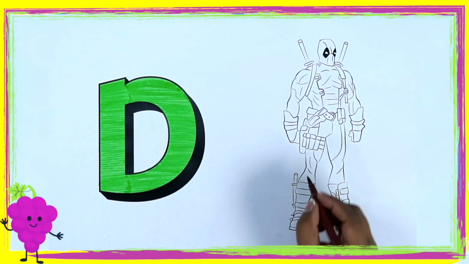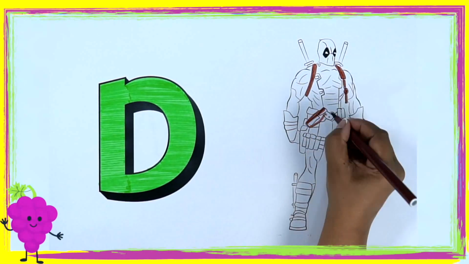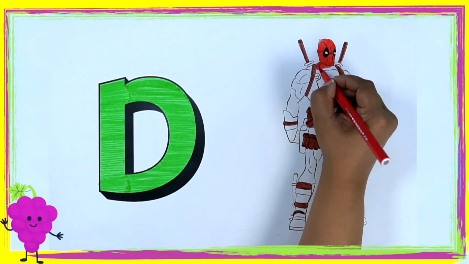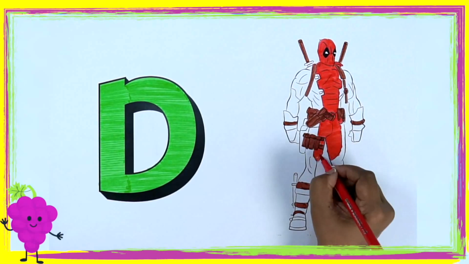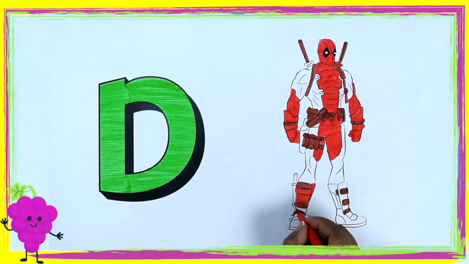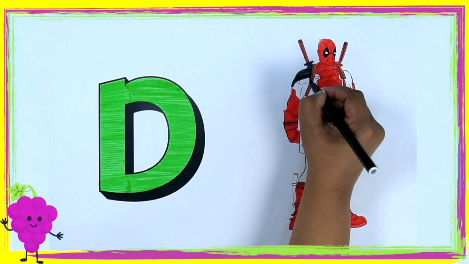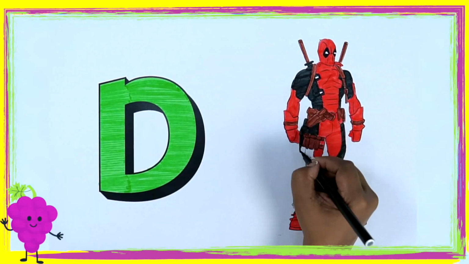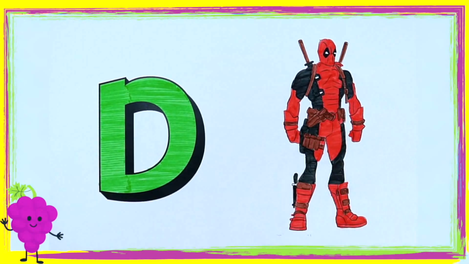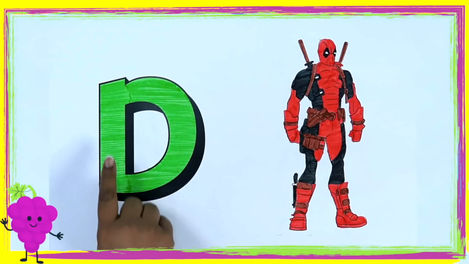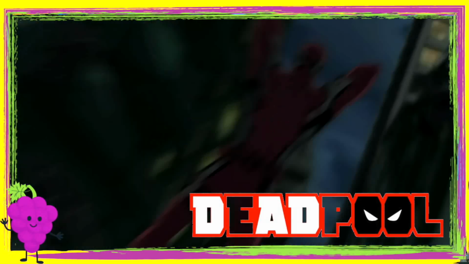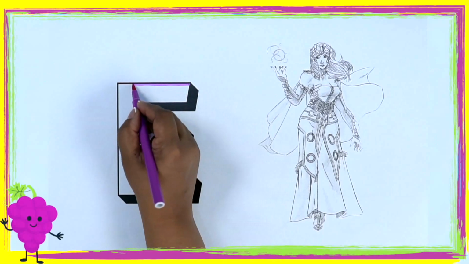D. Let's color the mutant. Deadpool. D for Deadpool. This is Deadpool. Let's color the alphabet E and learn what mutant comes from it.